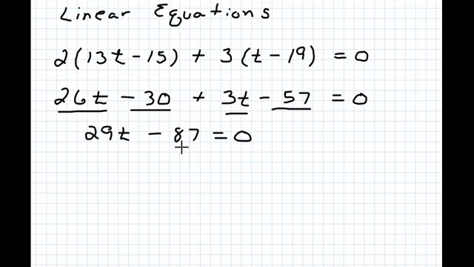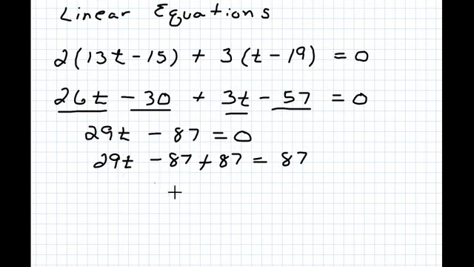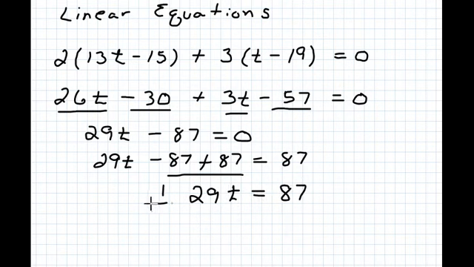Now what we want to do is add 87 to both sides so we can get rid of this minus 87. So I have a minus 87. We're going to add 87 to both sides. So I'm not going to rewrite that 0. And then we have 29t. So that's going to cancel out to be 0. And then we have 29t is equal to 87. And then we're going to multiply both sides by 1 over 29.